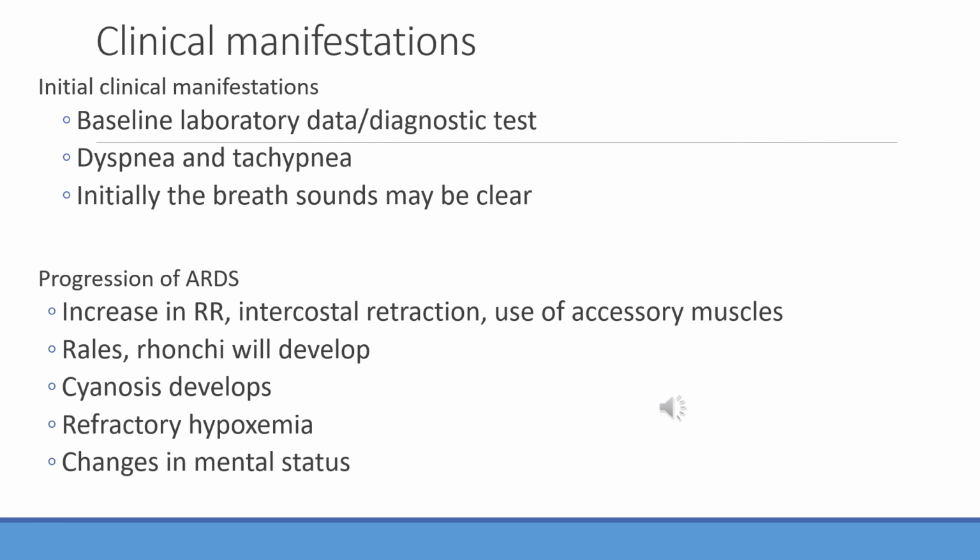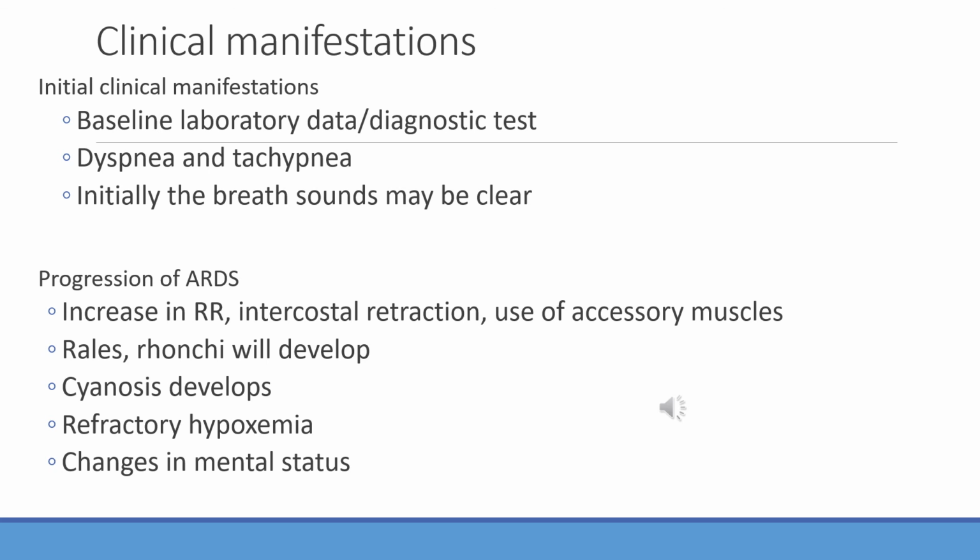So here's a recap, more or less, showing and talking about the clinical manifestations. Again, look at your baseline laboratory data and diagnostic tests to see if there is any kind of cardiogenic cause that would make it not be ARDS. Or again, is there any kind of major infection going on? But with their clinical manifestations, we've talked about they're going to have that dyspnea and tachypnea.